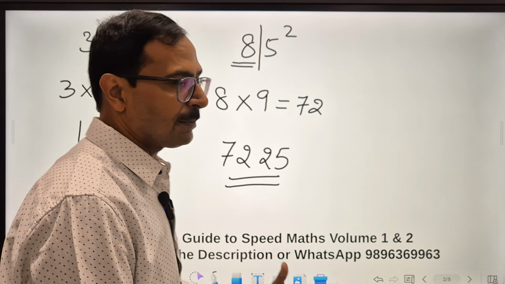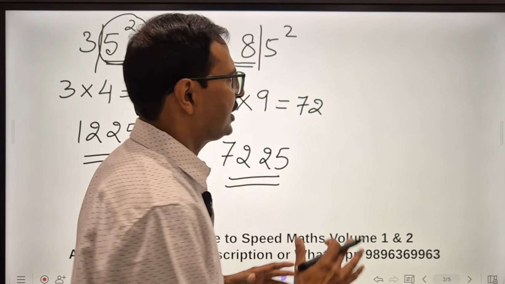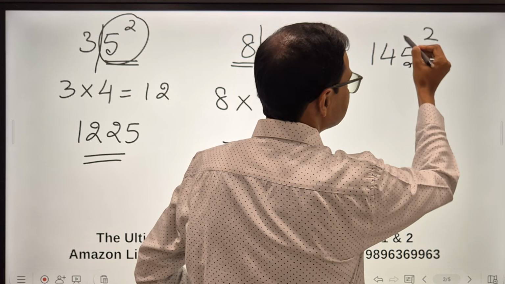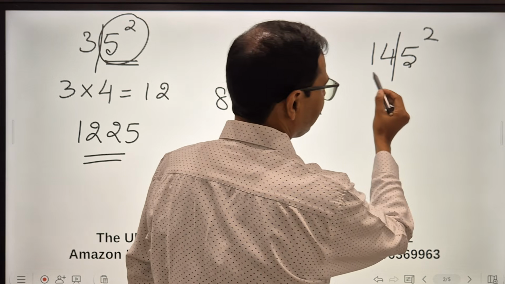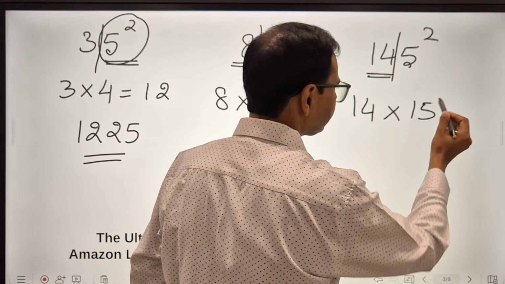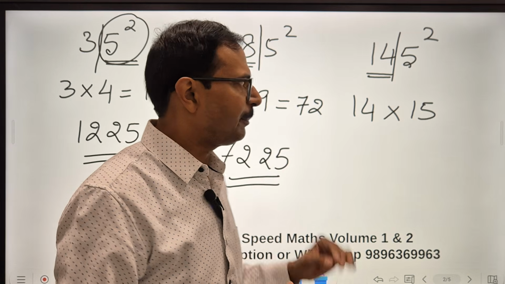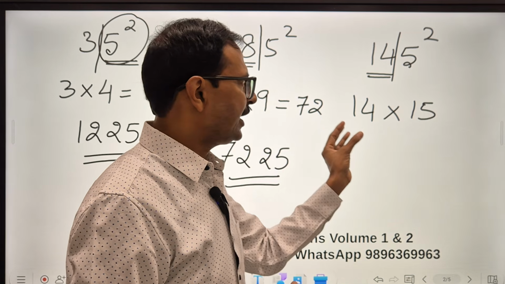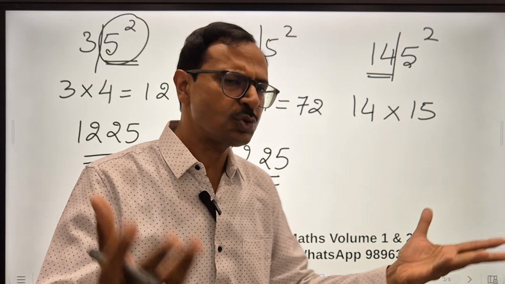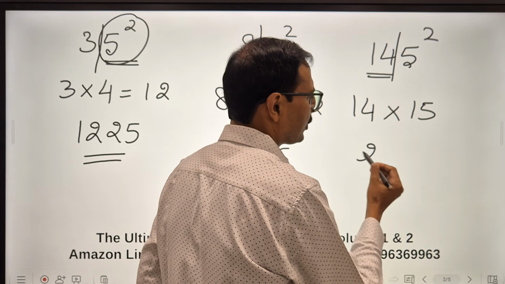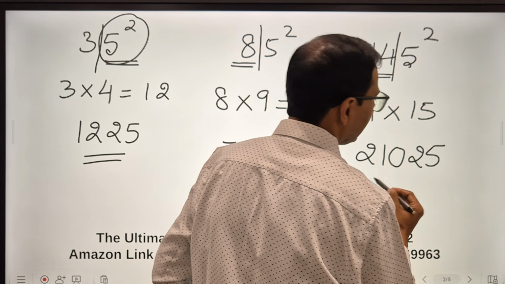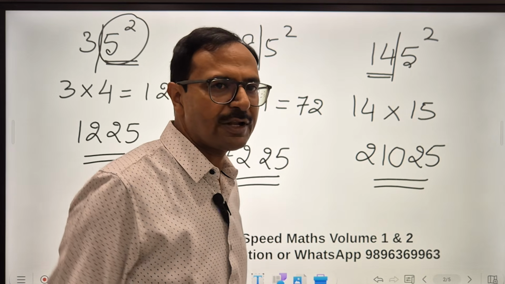It works for 3-digit numbers also. Let me show you one of the 3-digit numbers. Like suppose you have 145 square. Now separate out the 5. Apart from the 5, you have 14. So you need to do 14 times 15. So if you know a little bit of partial product method, 14 times 10 is 140, 14 times 5 is 70, 140 plus 70 is 210. So you can very easily find the product 210 and suffix what? 25 to the result, you get the square of 145.